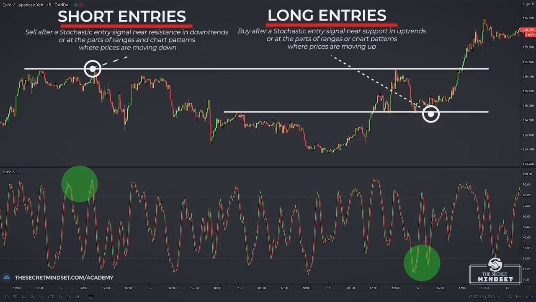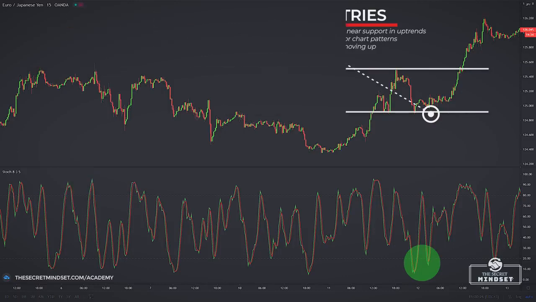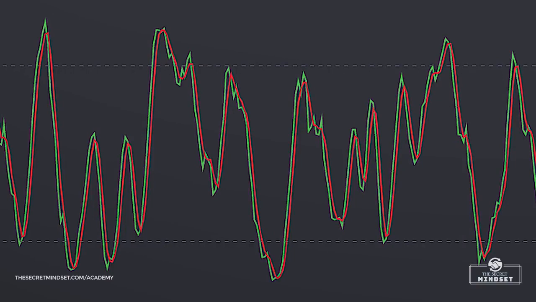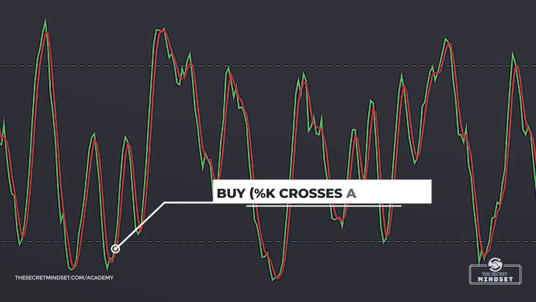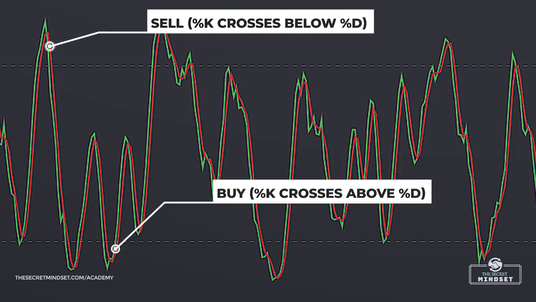Generally, when using the stochastic as a signal to enter, you look for crosses of the fast momentum line with a slower momentum line. In order to identify a buy signal, you should look for points when the %K line crosses above the %D line. Alternatively, the sell signal arrives when the %K line crosses below the %D line. Remember, around support and resistance levels.